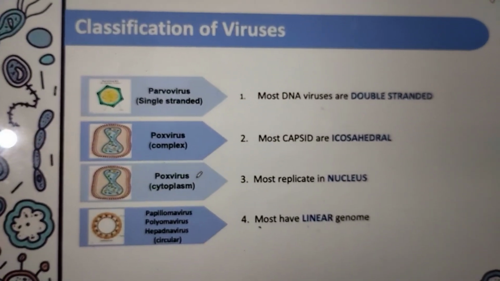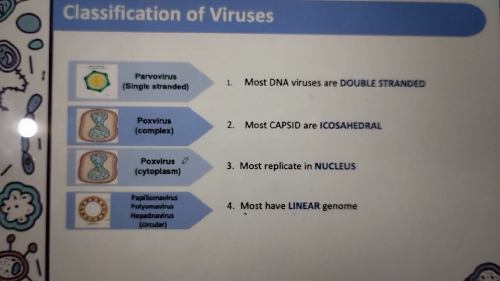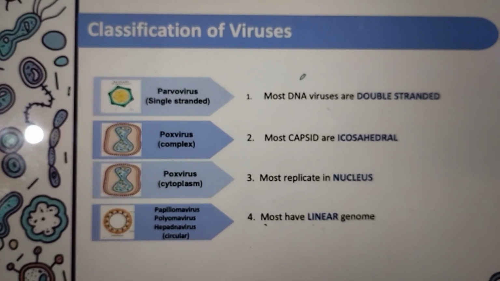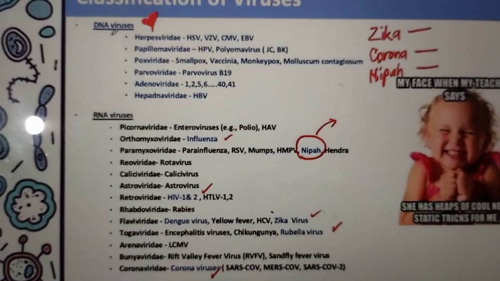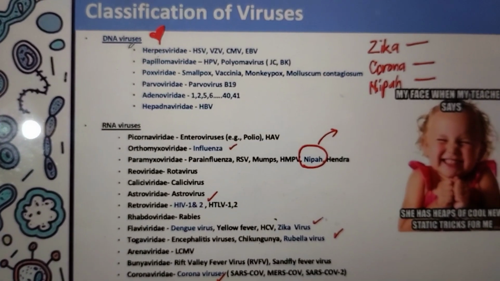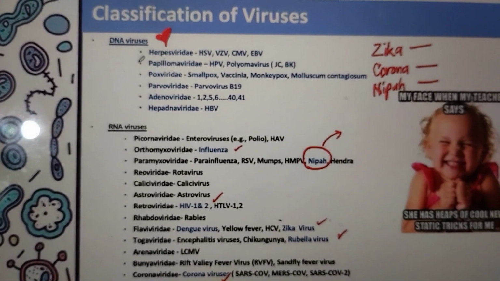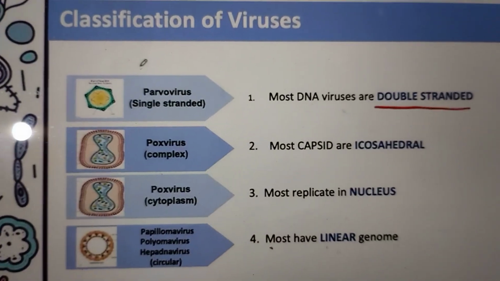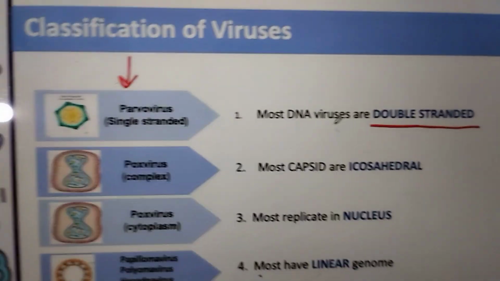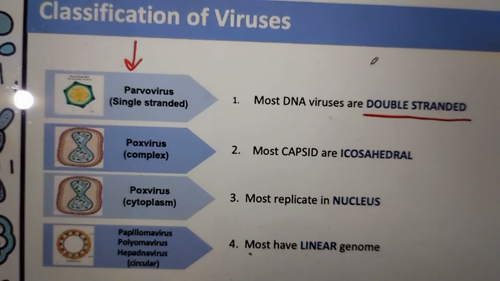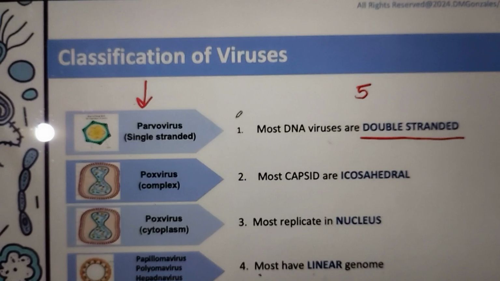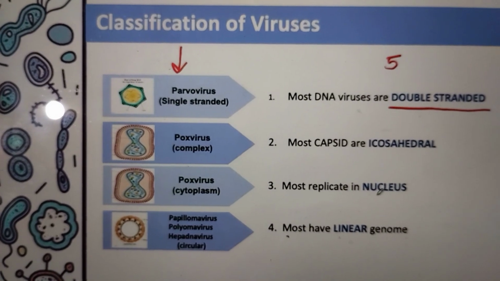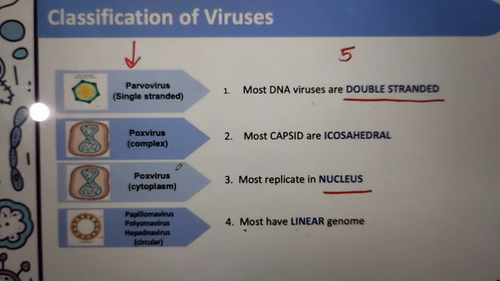So viruses have a general classification, so you have to remember this. Most DNA viruses are double-stranded. As I mentioned, we only have 6 families. I will tell you the mnemonic so that you can remember it later on. Most of these DNA viruses are double-stranded, except, these are your exemptions, parvovirus. So all of the 5 DNA viruses are double-stranded except parvovirus, which is single-stranded. And most replicate in the nucleus, except pox virus.